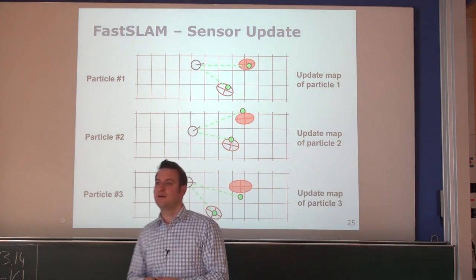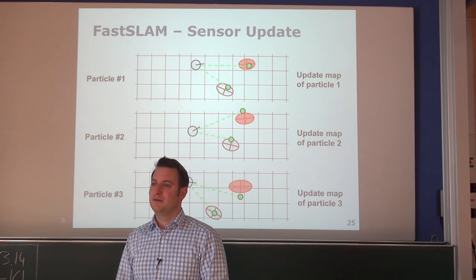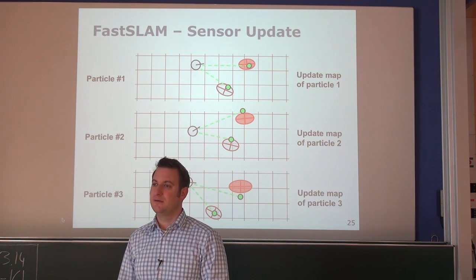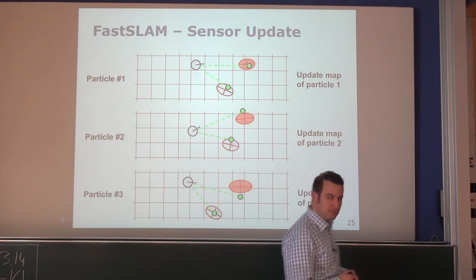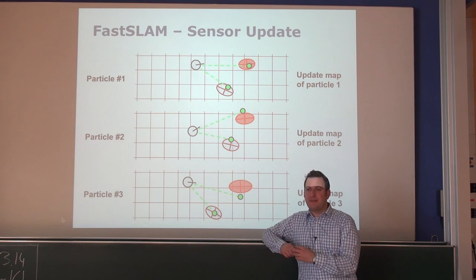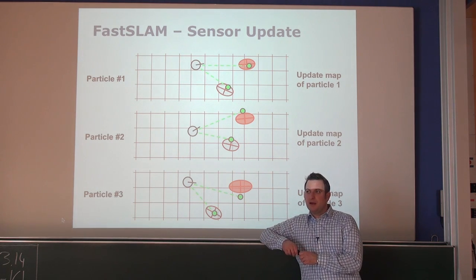Yes, please. So do we have a threshold weight where we say, okay, this particle is so unlikely now, we just skip it and create a new one? No, that doesn't happen at all. So there's no threshold which eliminates the sample.